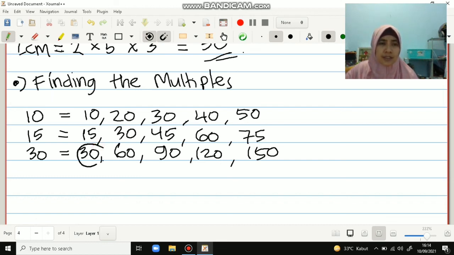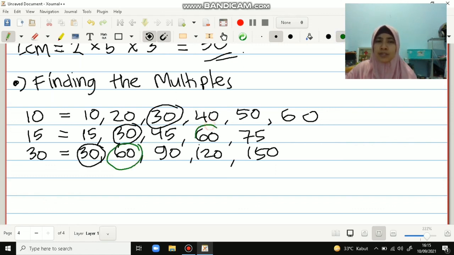Yes, the common multiples and the lowest one. This is the lowest common multiple. If you continue this, you will find other multiples. See, it's 60. They are common also, but 60 is not the lowest one. We need to find only the lowest one. Okay, so the LCM is 30.